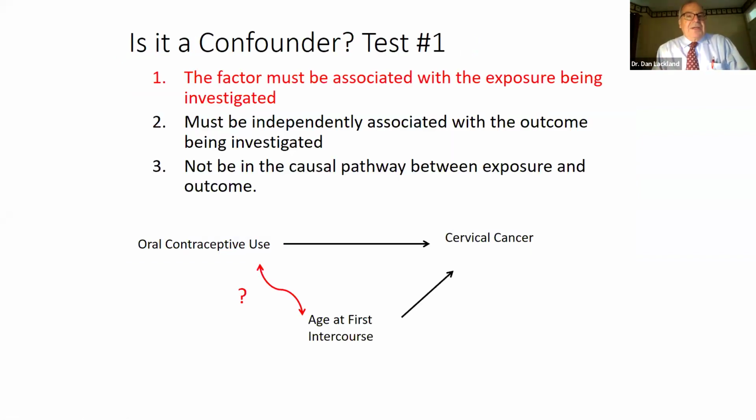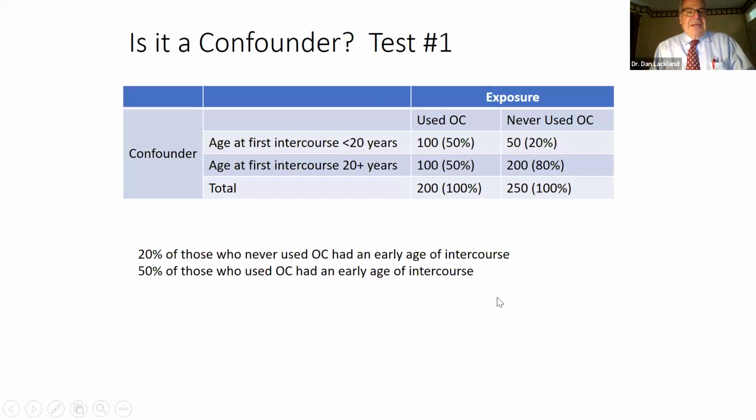So let's look at it in this type of condition and think, okay, let's look and truly define, in that case, age at first intercourse as our confounder. The factor must be associated with the exposure being investigated. That's oral contraceptive use and age at first intercourse. Let's look at this kind of quick analyses. Is it associated with it?